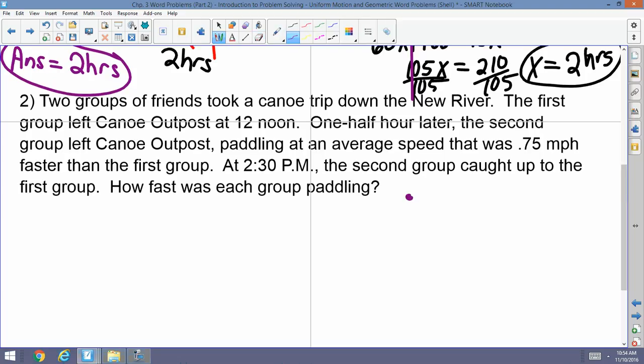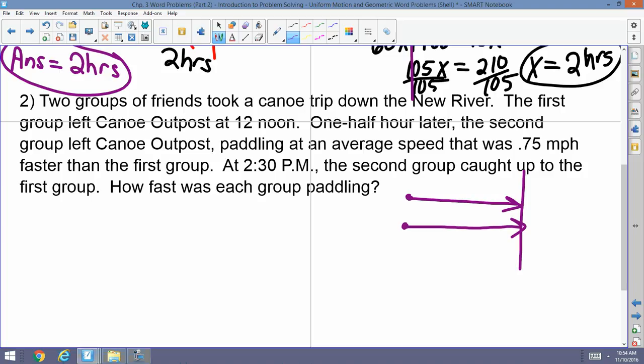Group 1 started and they just started canoeing. But then group 2 started a little bit later. But they got to go faster in order to catch up, right? They're trying to catch up. So this is what's happening here.